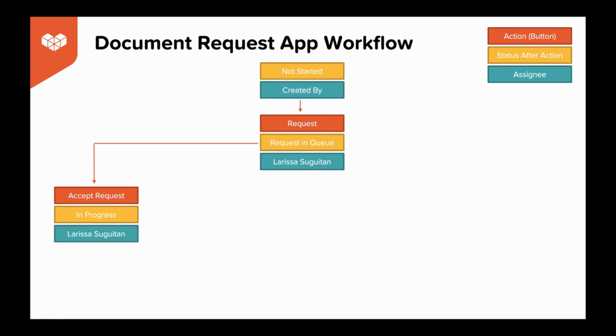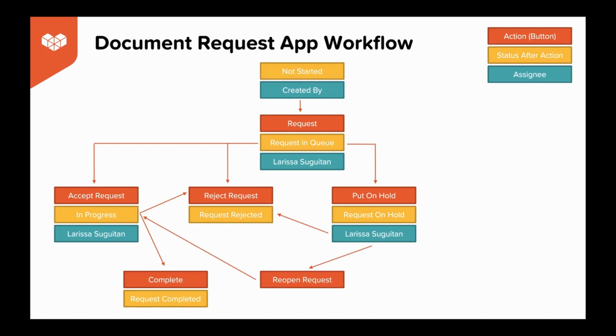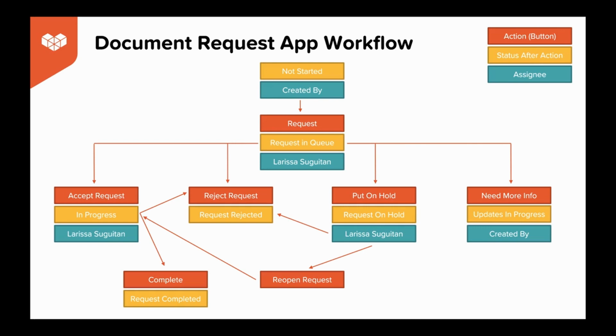From there, Larissa will have the option to complete the request, or she can simply reject the request, which completes the flow, or put the request on hold for a later time. From there, Larissa can reopen the request and go to the already created status In Progress and complete that workflow, or choose to reject the request immediately to complete the workflow that way. Lastly, she can decide she doesn't have enough information to move forward and can send the request back to the person who created the record for more details. From there, the person who created the record will update it and push it back to Larissa to make the final decision on how to move forward again.